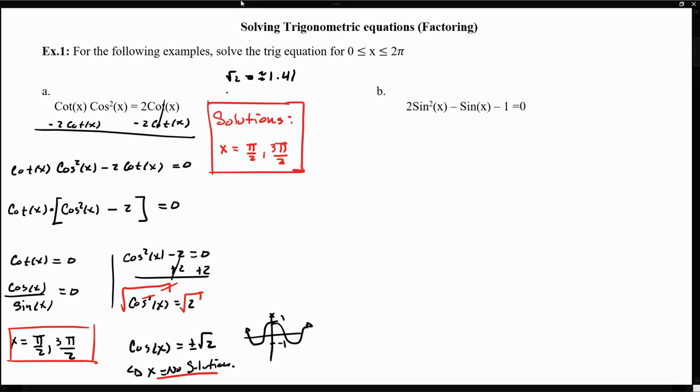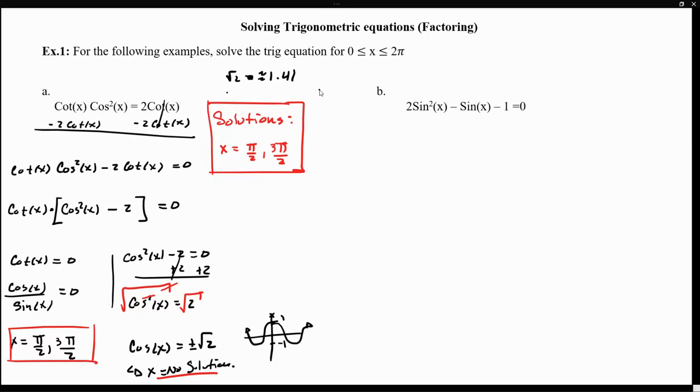So let's take a look at example B now. And again, the technique that we'll be using is factoring. On example B, I have three terms: 1, 2, 3. The equation is already equivalent to 0, so we're good. So what are we going to do? We want to see if we can factor anything out.